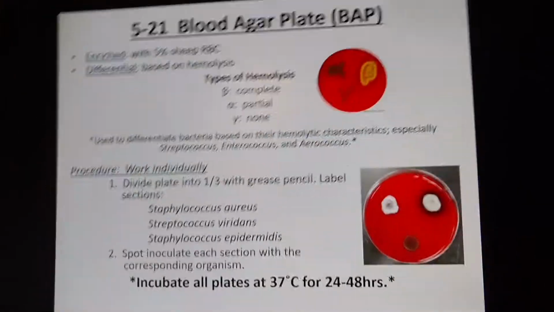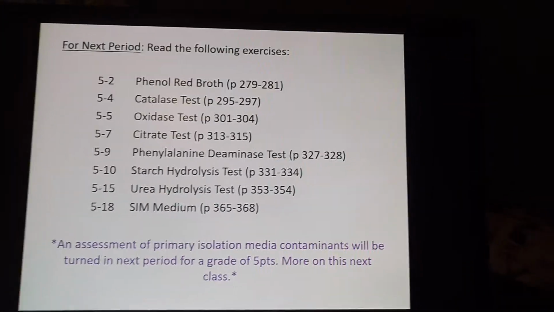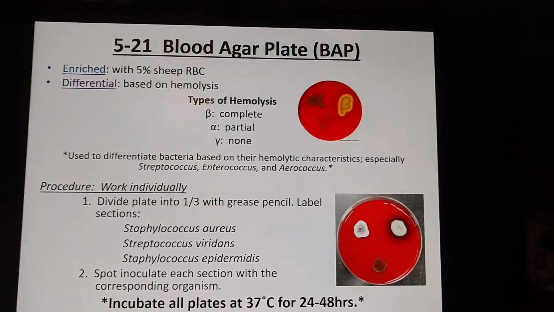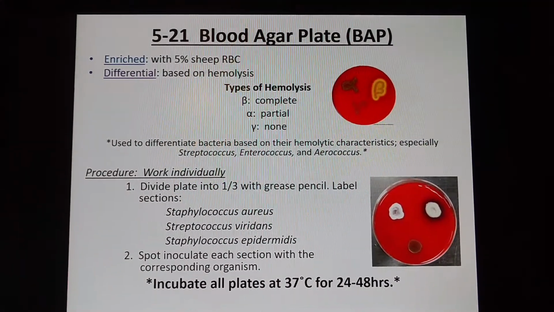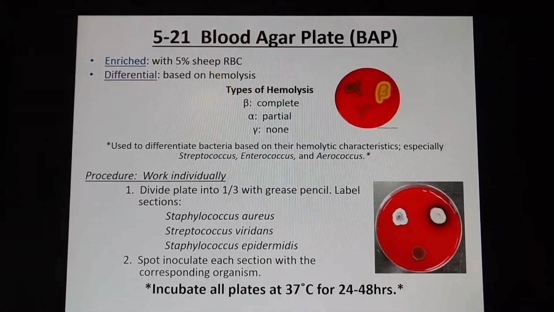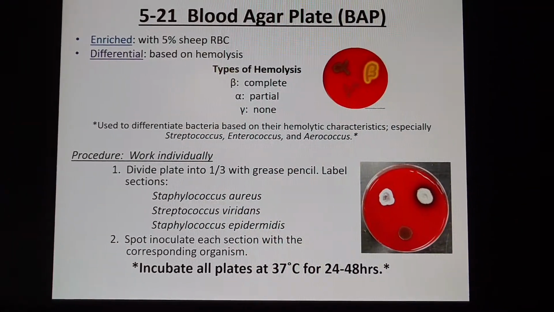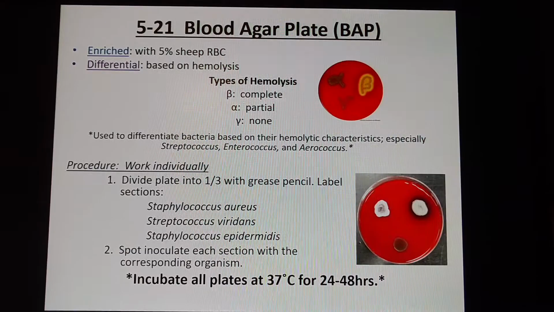Blood agar, oh my gosh, we've talked about so many things about blood agar. You should be pretty darn familiar with blood agar. Enriched with 5% sheep red blood cells that are intact. It's differential for the types of hemolyses, which you should know already, and you will be tested and quizzed over those types of hemolyses.